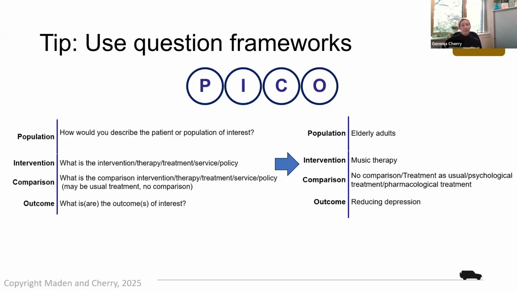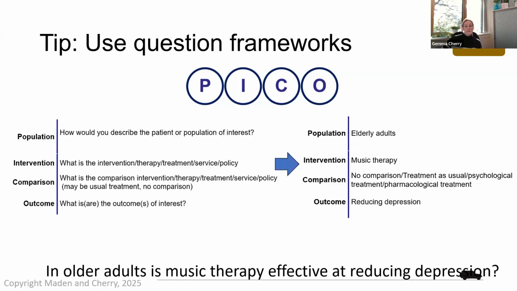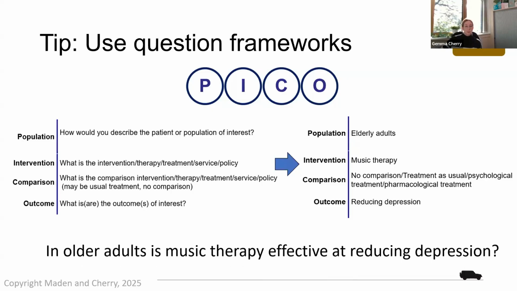PICO is a popular framework for clinical questions, especially those related to therapy, so intervention effectiveness. The PICO framework helps identify discrete and searchable aspects of a situation where a patient or population has a certain condition and the outcome of interest is related to a therapy or intervention. So PICO stands for population, intervention, comparator, and outcome. And there's an example on the screen there of how that's broken down for a particular review question. That example relates to the question, in older adults, is music therapy effective at reducing depression?